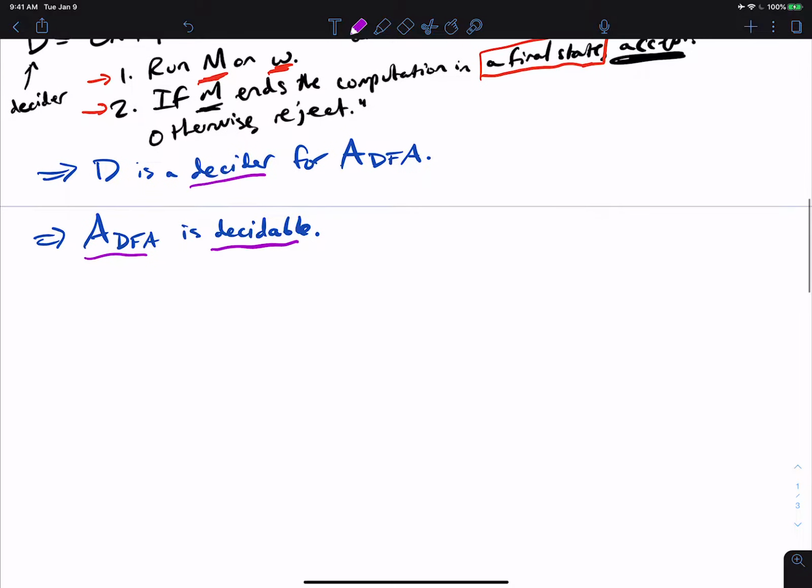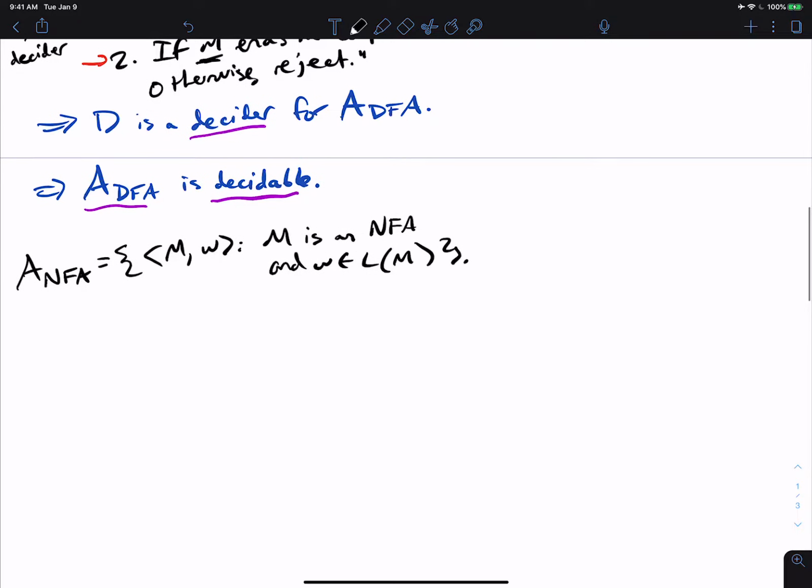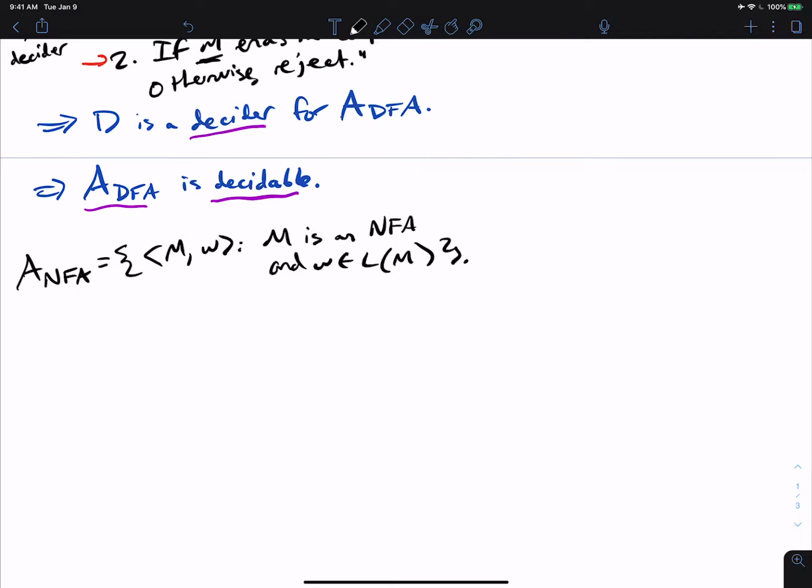Okay, with that out of the way, let's talk about the next level up. So we're going to look at the exact same type of question, but instead we're going to talk about NFAs instead of a DFA. So here M is an NFA and W is a string in the language of the machine. It's accepted by the NFA. And I claim that this is decidable too.